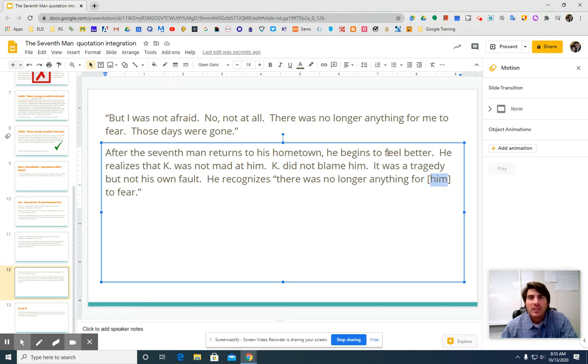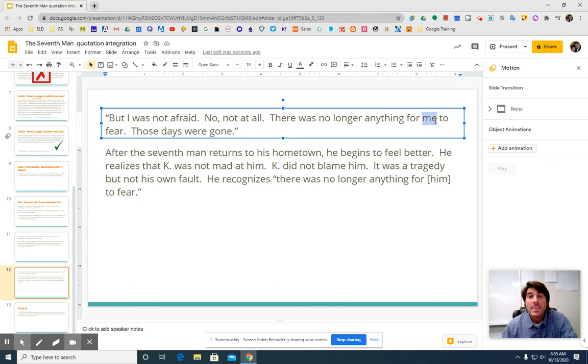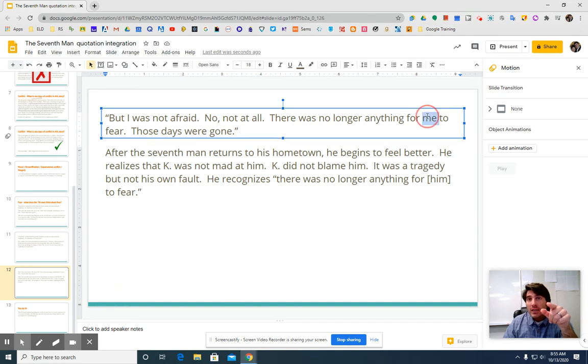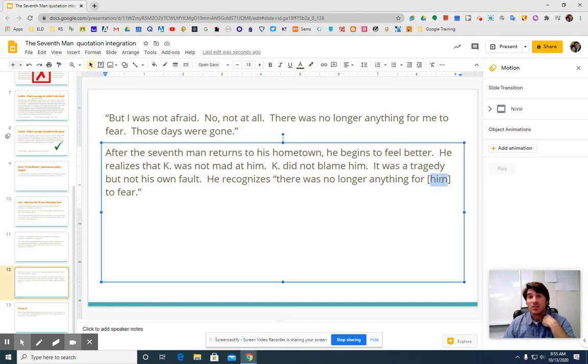Okay, now, last thing I want to point out here is I used these brackets and I used him. If you look at the quotation, it says for me, the word is me, but I can't write for me here because it's just wrong. The pronoun case would be wrong, because it starts with he, and I am writing, he recognizes there was no longer anything for me to fear. Well, he and me, those are different people. And so it's confusing, and I have to make sure that my pronouns agree with one another. So, because Mr. de Klerk is writing this, I am going to speak about him as the he. So here, when it says me in the first person, I need to change that to the third person.